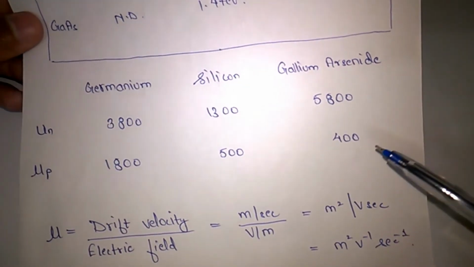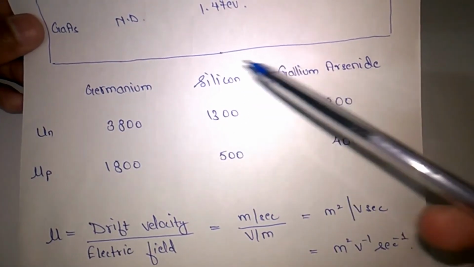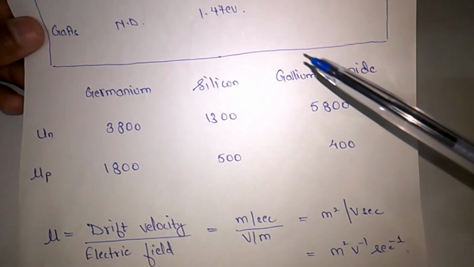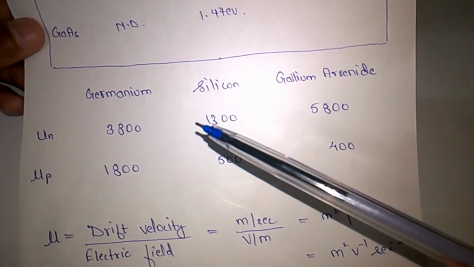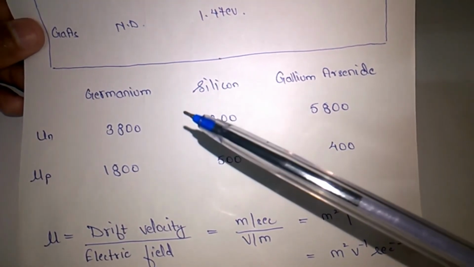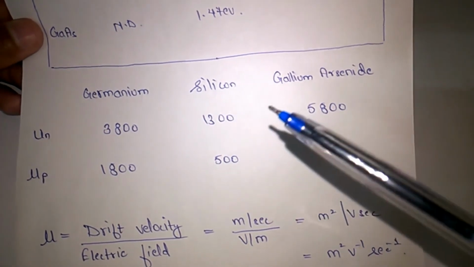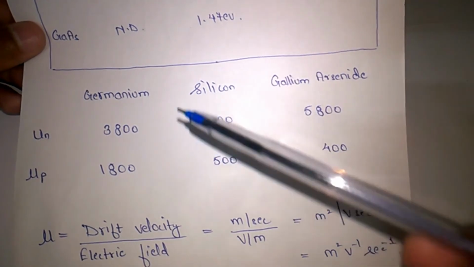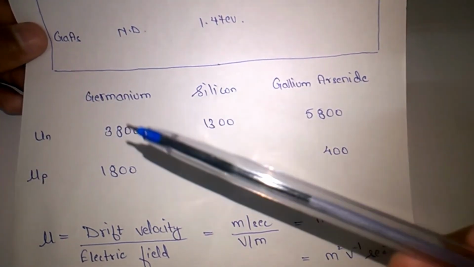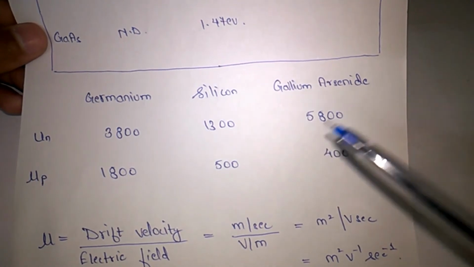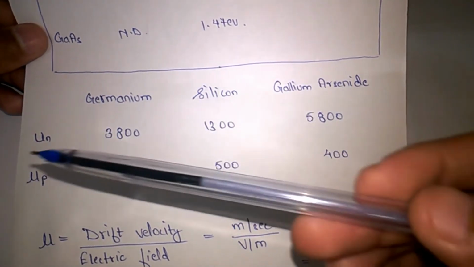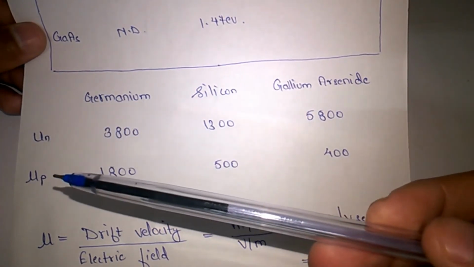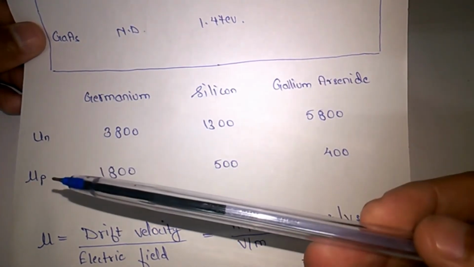As you all can see, I have made another table. This is the mobility for different semiconductor materials. Mobility is nothing but a property to flow charge carriers freely in a substance. That's what we call mobility. It is different for electrons and different for holes. Its value is different for electrons and for holes.